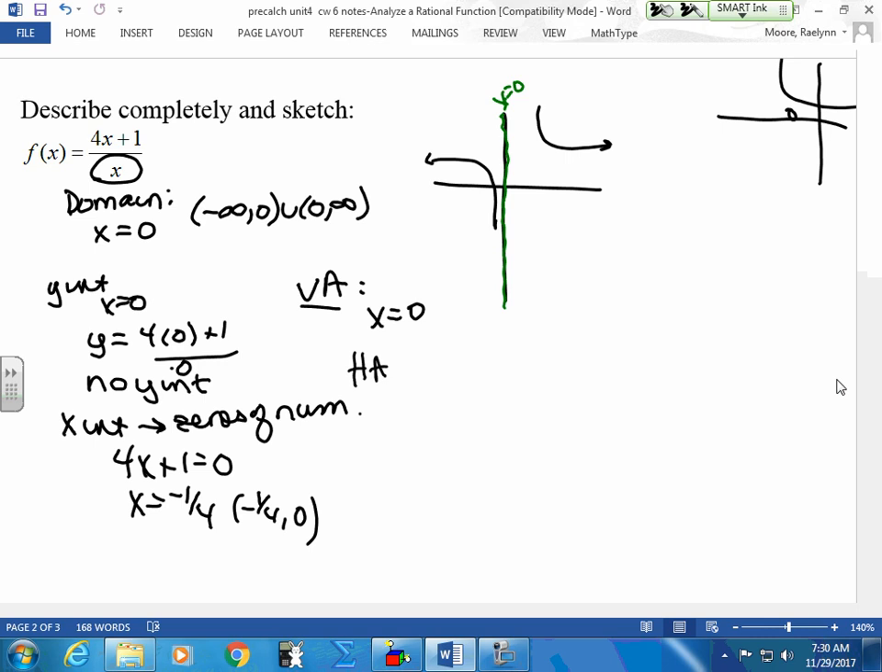My horizontal asymptote. I got something that's affecting this, don't I? Something that's making these ends behave the way they do. This one's going out like this, this side's going out like that. Something is forcing that to go that way. That's my horizontal asymptote.